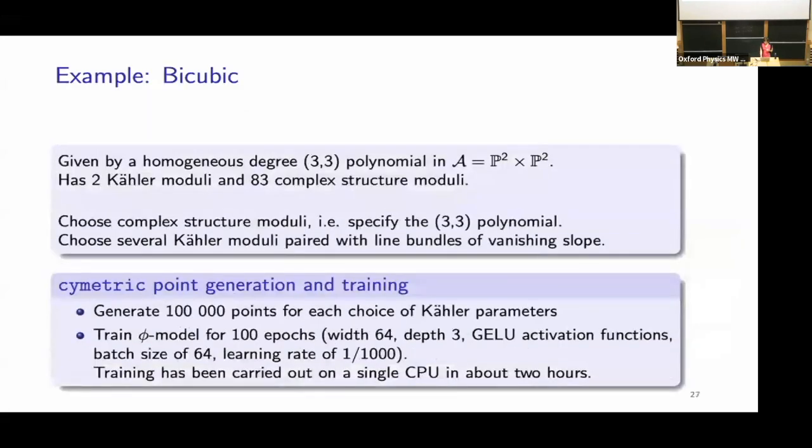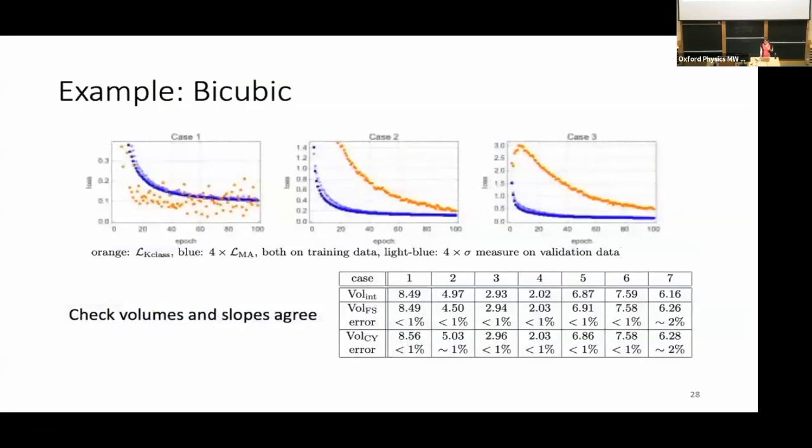So we have an example here. It's a particular Calabi-Yau called the bicubic. The ambient space is P2 times P2. It has 2 Kähler moduli. So we train this for various choices of Kähler moduli.